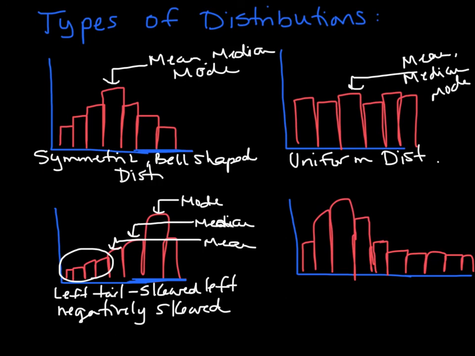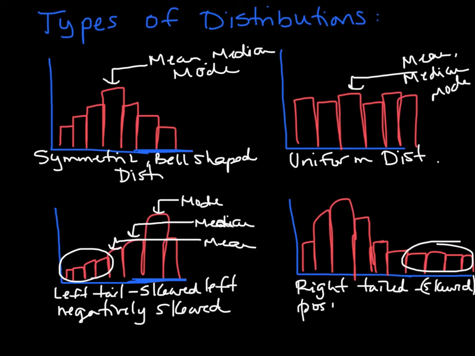So quite the opposite, this over here, this has a right skinny tail, okay? It veers off to the right. So this is what we call right-tailed or right-skewed, and positively skewed. Okay, and that's the same thing.